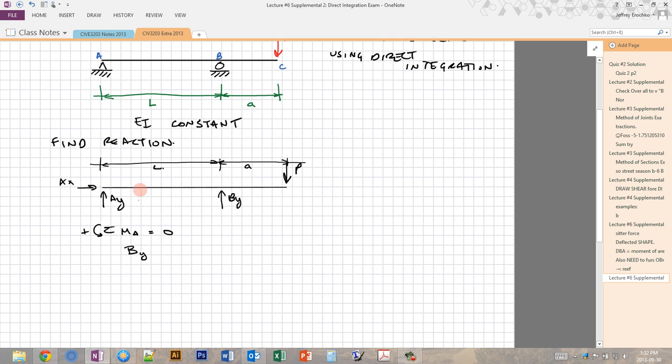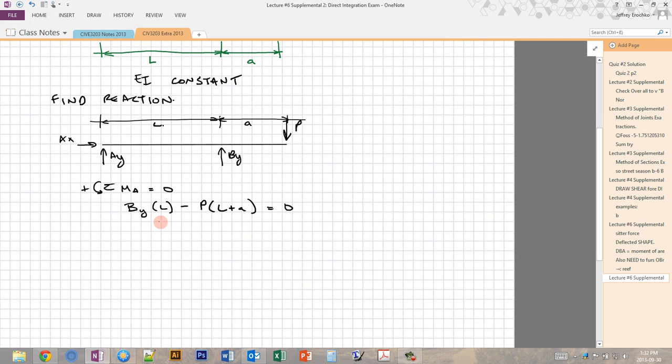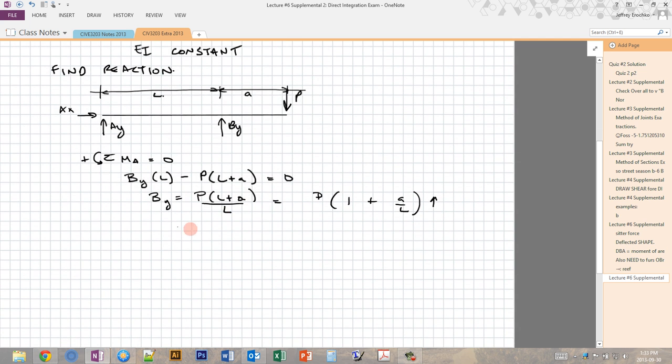So we have sum of moments about A, okay, over here. So we have BY times L minus, because this is clockwise now, P times L plus A, which is the total length, equals 0. So it's exactly what we were doing before, except now we're working with unknown constants instead of known geometric dimensions. So if we reorganize this, we get P times L plus A divided by L. Could also write this as P times 1 plus A over L, and this is positive in the vertical direction, going up.